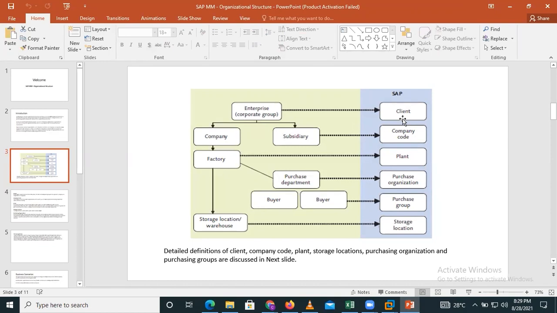So if we are implementing SAP for Reliance Group, then Reliance Group will be the client for me. If we are implementing SAP for Reliance Pharmaceutical, then Reliance Pharmaceutical will be the client for me. It can be a corporate group, it can be a company. It is the highest organization unit. Whoever we are implementing SAP for, that will be my client in SAP.